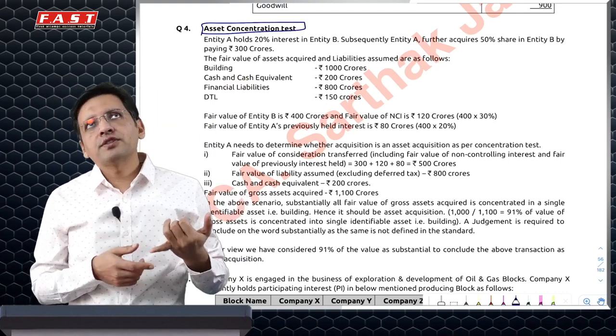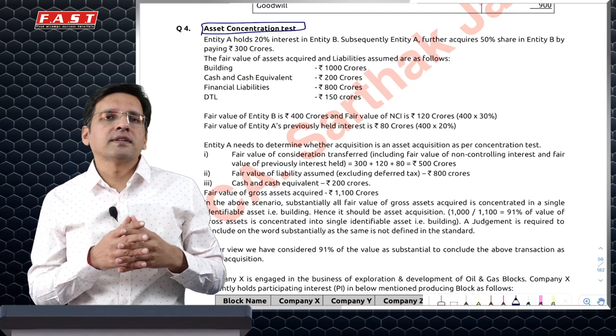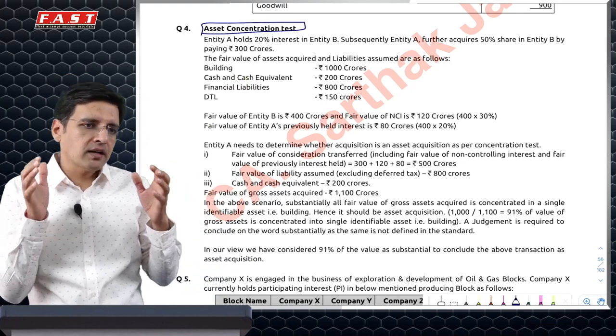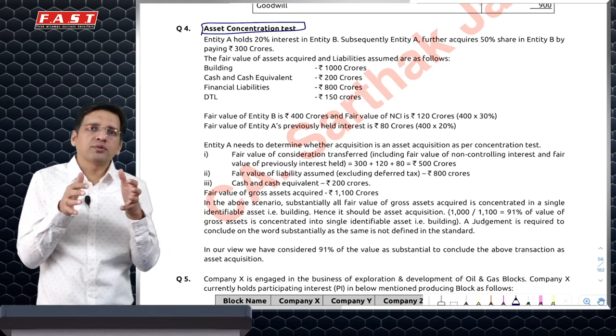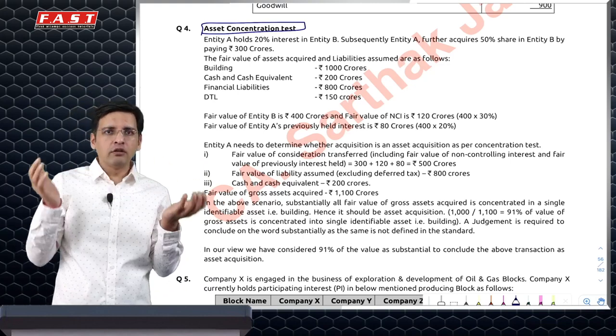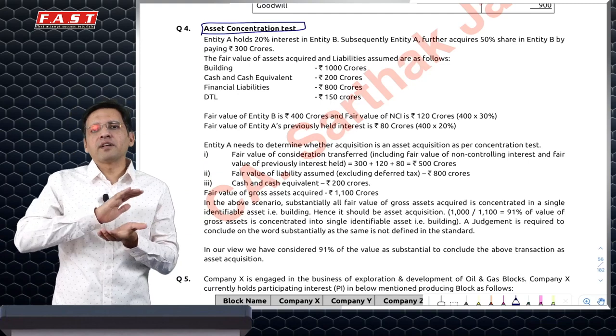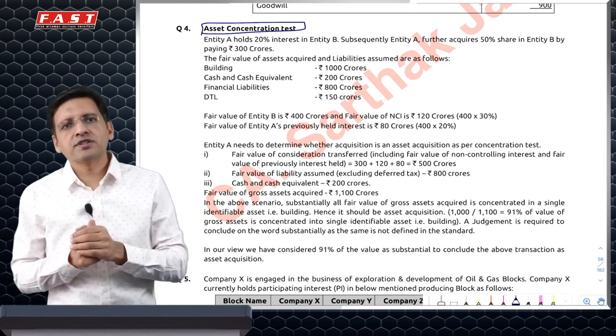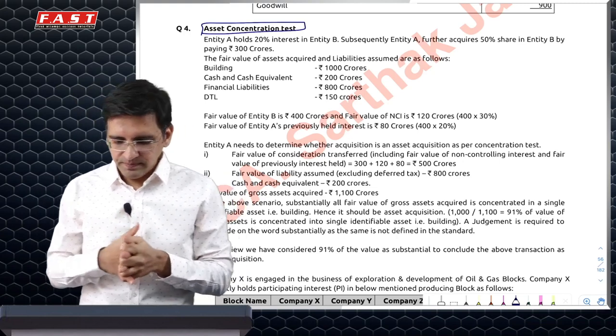Under a business combination transaction, you have the choice to apply an asset concentration test, and if you can prove that a single asset or similar set of assets constitutes 90% or more of the total gross value of assets, you can prove that it is not a business combination and Ind AS 103 would not apply. Asset acquisition accounting will apply and not business acquisition.